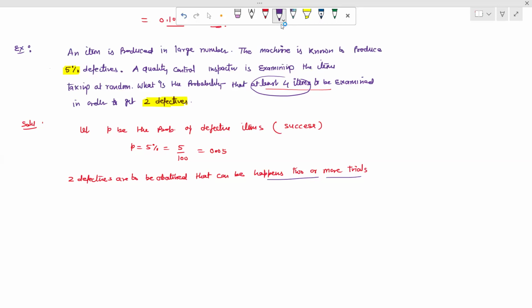So here we consider defective as a success. So defective item, so we write down the probability. Now we calculate the required probability. So that means here we also use the negative binomial distribution. So here, because success is fixed, means 2 defective चाहिए हमें, और कितने number of trials हम, so we use negative binomial distribution.